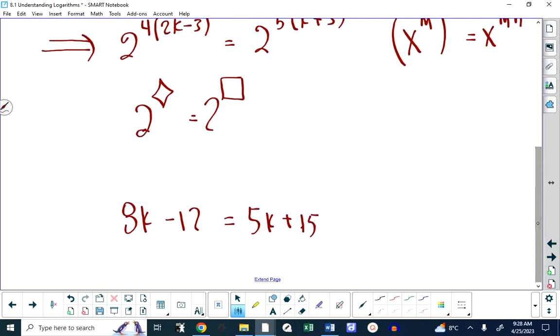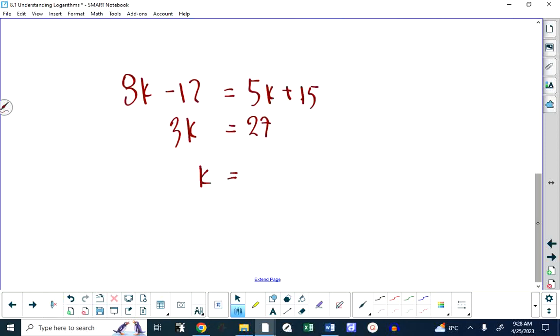So anyway, then you solve this. You get 3k equals 27 by my count. I subtract 5k from both sides. I add 12 to both sides. So I'm left with k is equal to 27 over 3, which is 9. And that's the gist of the lesson for solving exponential equations.